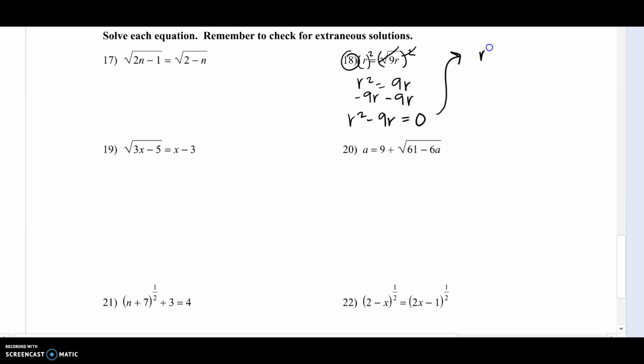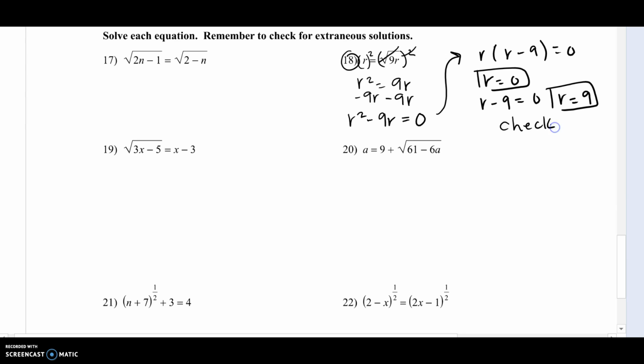Okay, and then we pull out an r, so we have r minus 9 equals 0. We set both equal to 0: r equals 0, and r minus 9 equals 0, which gives r equals 9. We do have to check and make sure that both work.